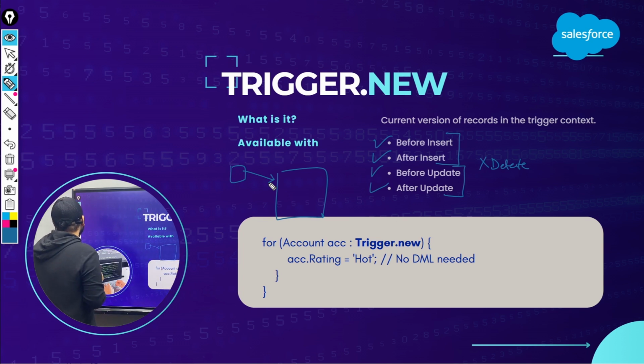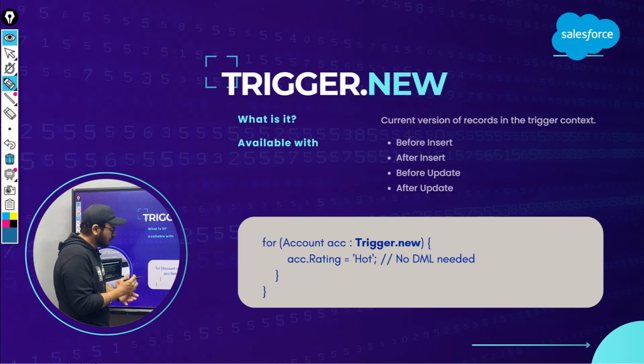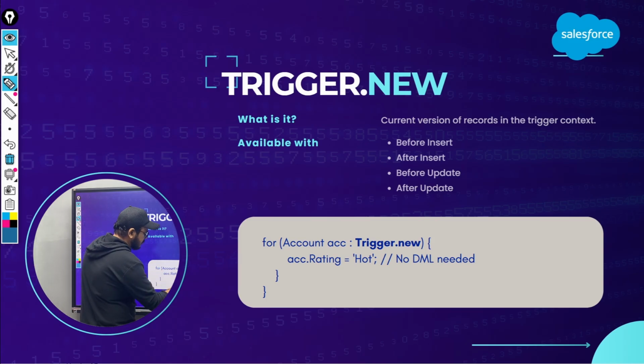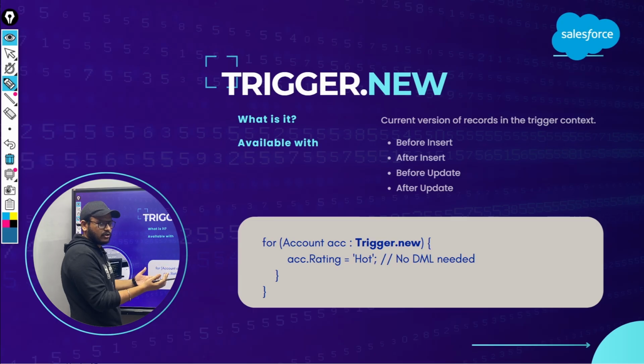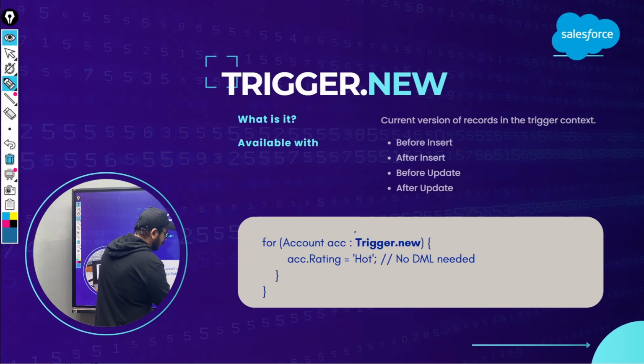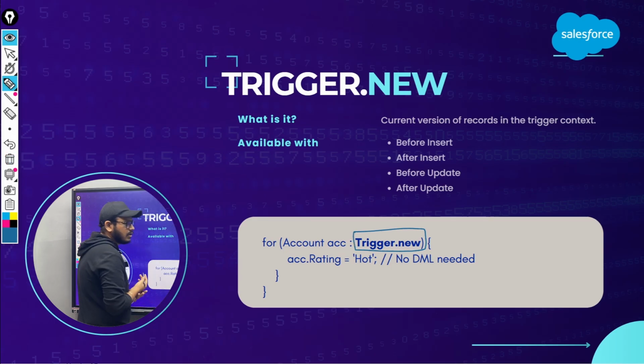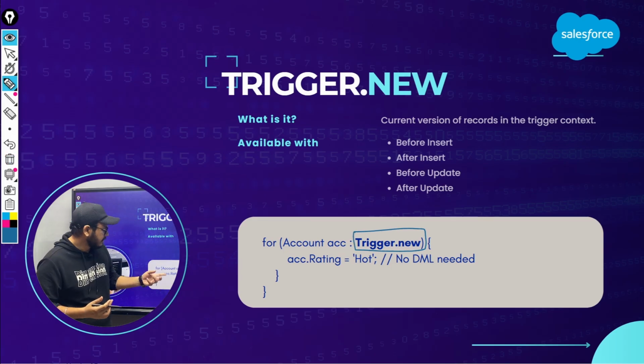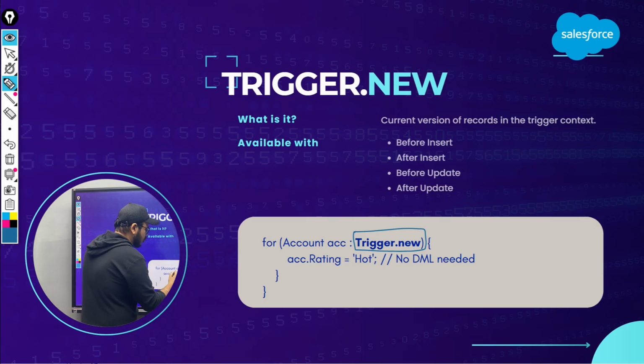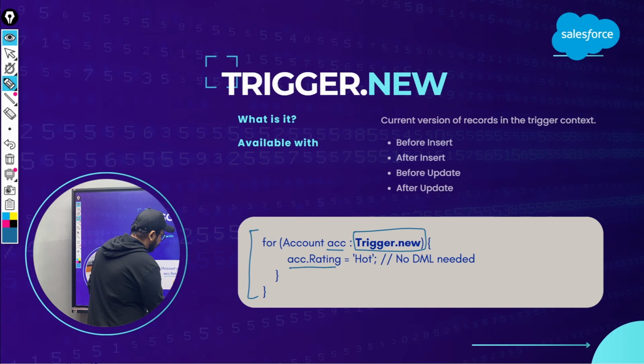Now let's have a quick look at sample code for this. You can use Trigger.new and write a for loop to access all the records which are part of Trigger.new. Here Trigger.new is the list of records which have initiated the trigger, and you can iterate through it in a loop, define a variable, and do whatever you want on those records. If you look at this particular code, we have defined an account acc, and it iterates through all the values in Trigger.new, and after that it assigns a rating to that particular record.